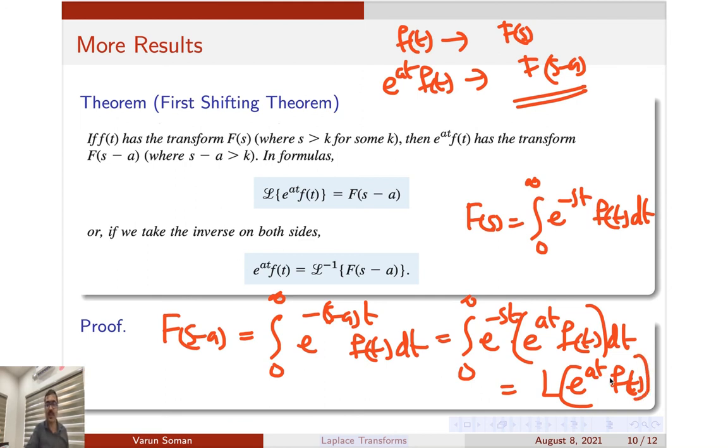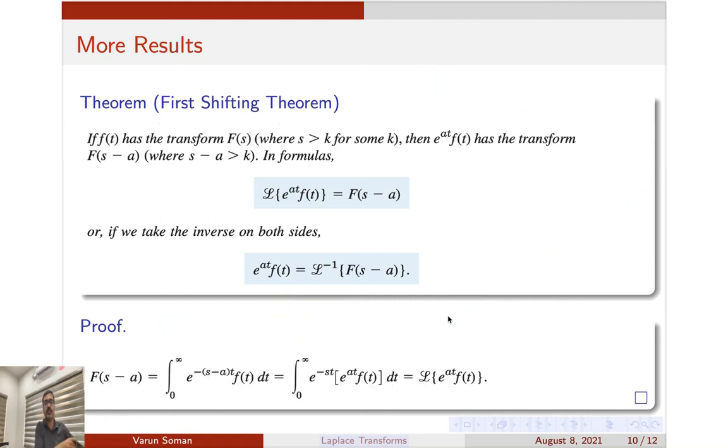Or you can come the reverse way also. Suppose you need to find L of e raised to at into f of t. You can get this one, you can get that also. So you can do the reverse way also. That's the basic idea. Here you are just utilizing the power function of e in the integral. So that is the first shifting theorem. The proof is given here. It's a one-line proof.